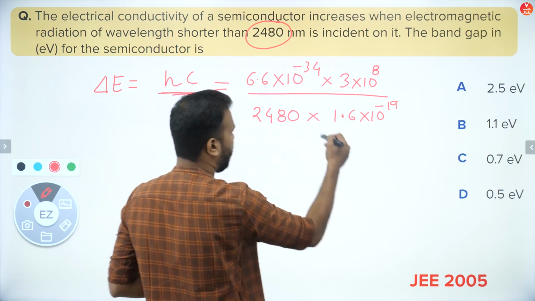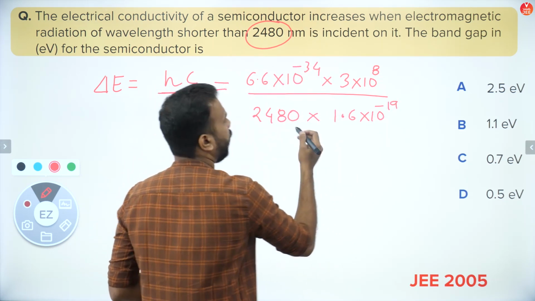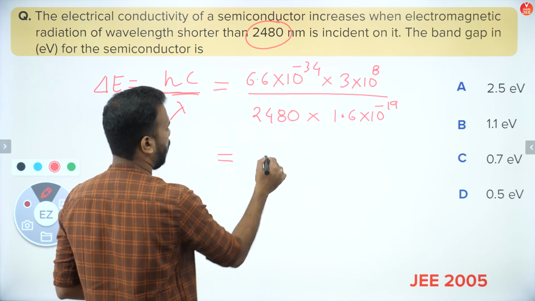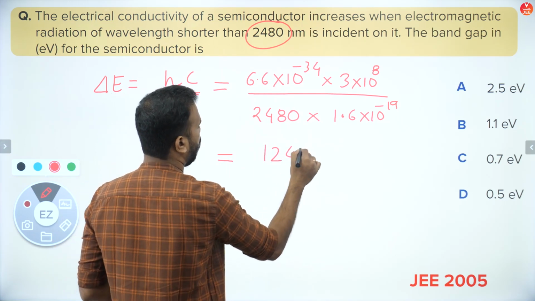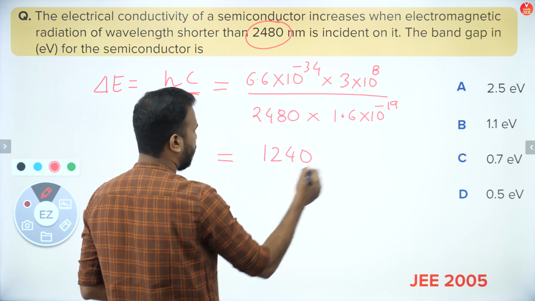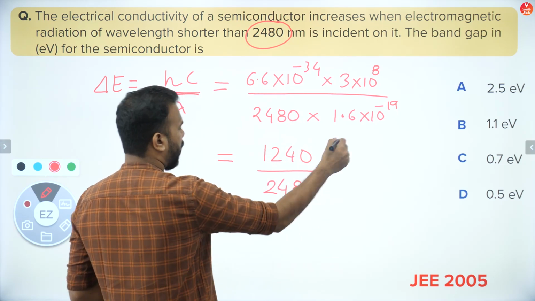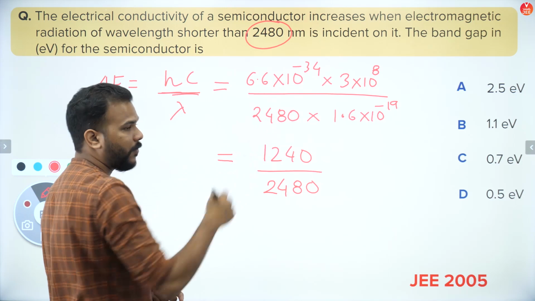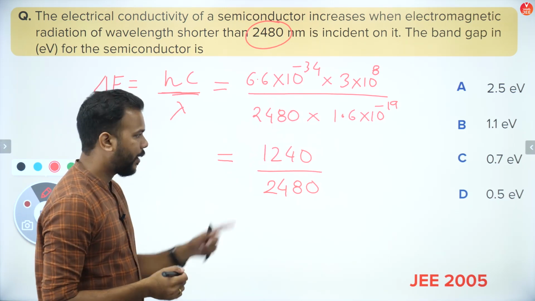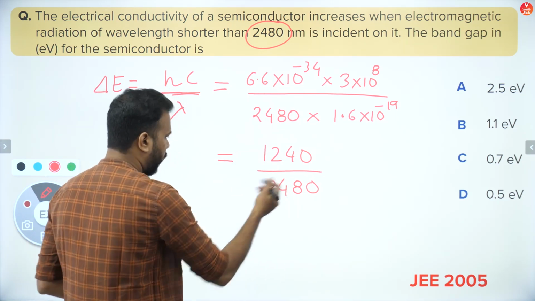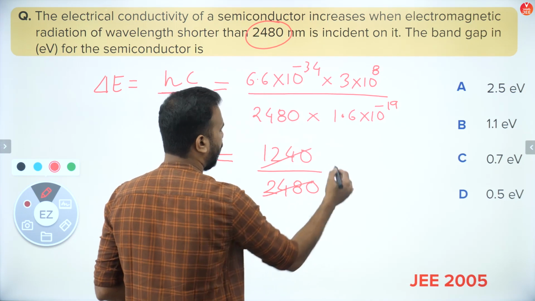So when you simplify this part, it will come out to be 1240 in nanometers, and this is 2480. In fact, you can remember this value: the value of hc in electron volt nanometers is 1240. So now you can see that it's a very simple calculation.